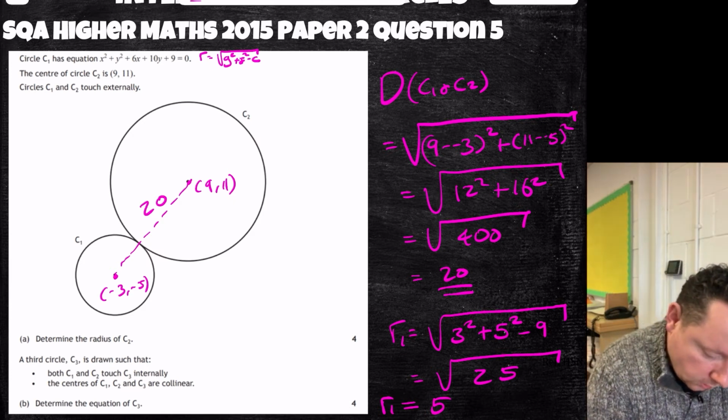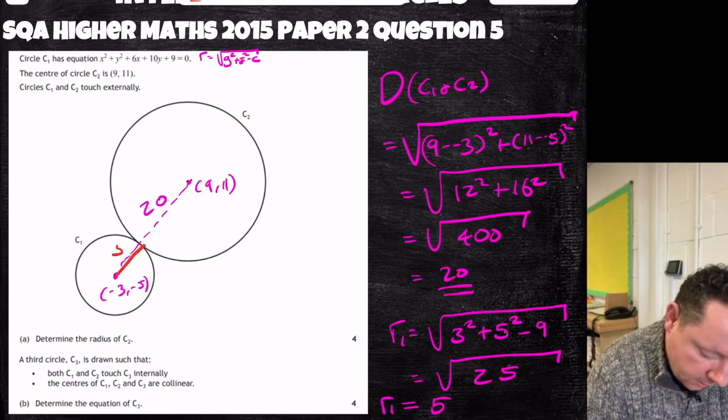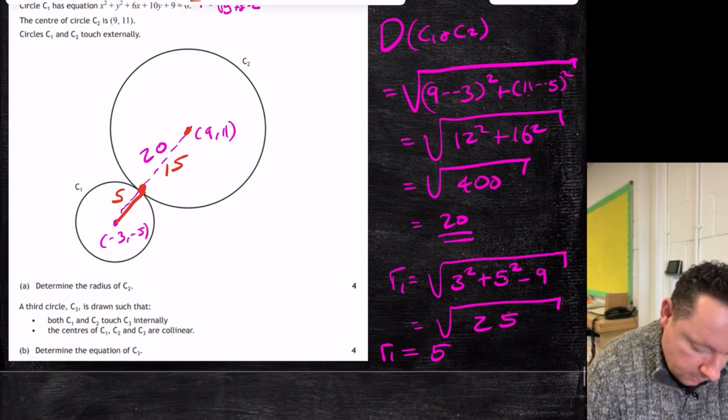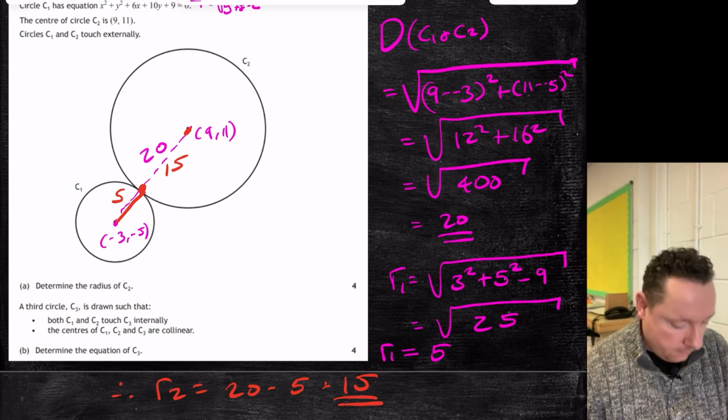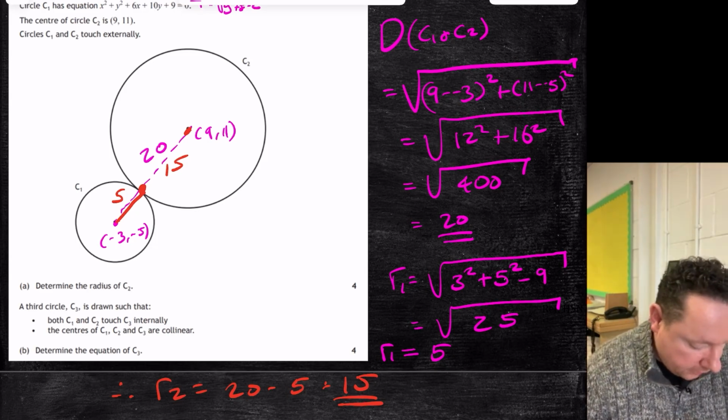So therefore the radius R1 is equal to 5 units. So we now know, I'll just use a different colour, that from here to here is 5. And therefore from there to there must be 15. Therefore R2 equals 20 minus 5, which is 15. And we're done there.